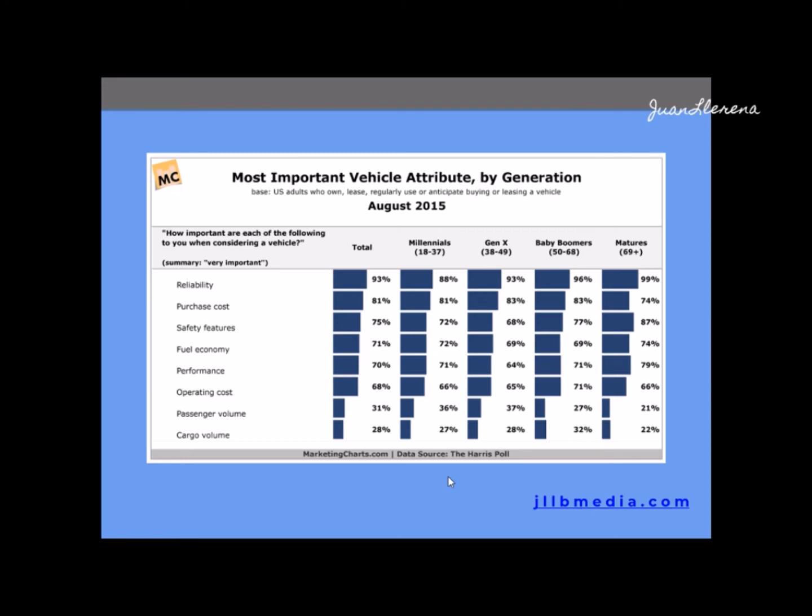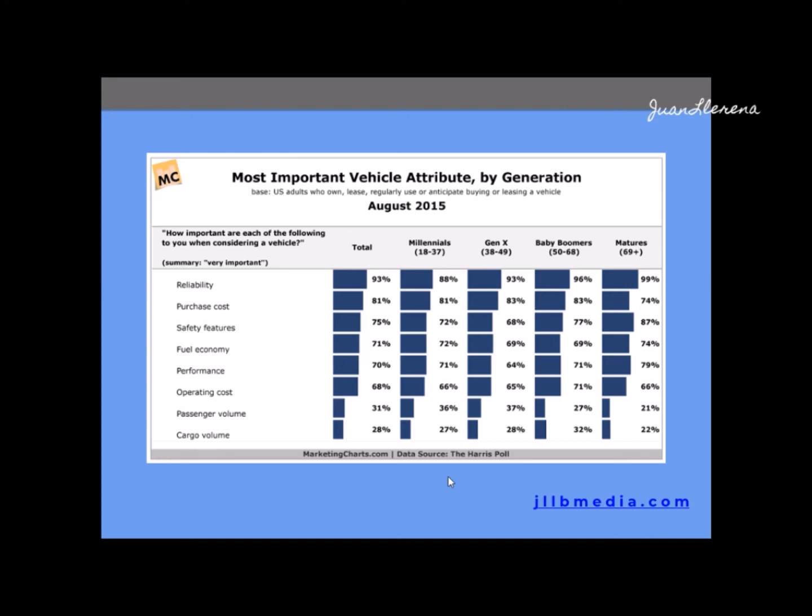They probably want a vehicle that performs to their standards, whatever those standards are. For passenger volume, the millennials and Generation X give a little more weight to that attribute, so they can transport more people than the baby boomers, who are maybe empty nesters, and the matures, who are probably driving by themselves or with their partners. But for millennials and Generation X, that's the time when they're spending a lot of time with their friends and families, when their families are growing in size and they have kids.